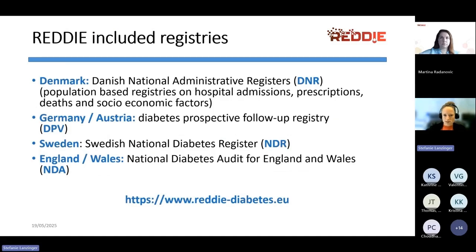So the 4 registries that are included in REDDIE are the Danish National Administrative Registers with information on hospital admissions, prescriptions, death and socioeconomic factors, the Diabetes Prospective Follow-up Registry with centers predominantly from Germany and Austria, the Swedish National Diabetes Register, and the National Diabetes Audit for England and Wales. And I will shortly show you some important points of these 4 registries.